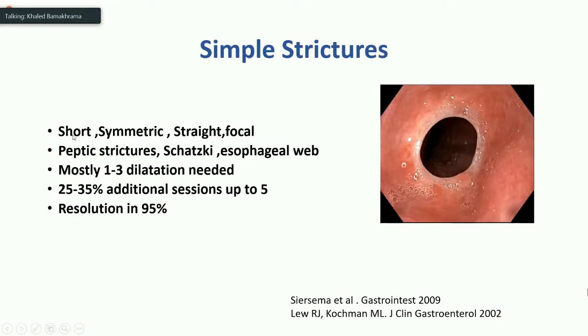Simple stricture: a short, symmetrical, straight, focal stricture. Usually you can see it in Schatzki ring and esophageal web.